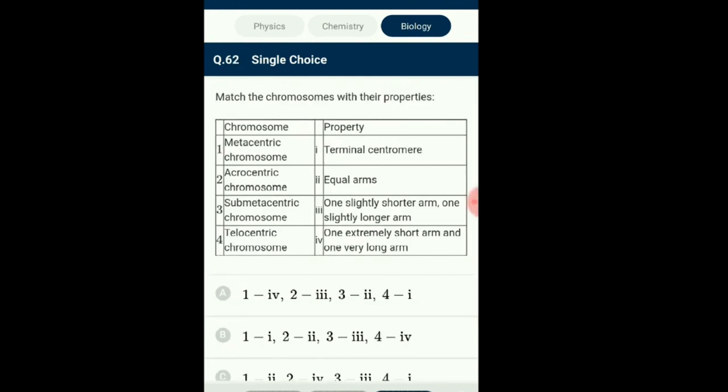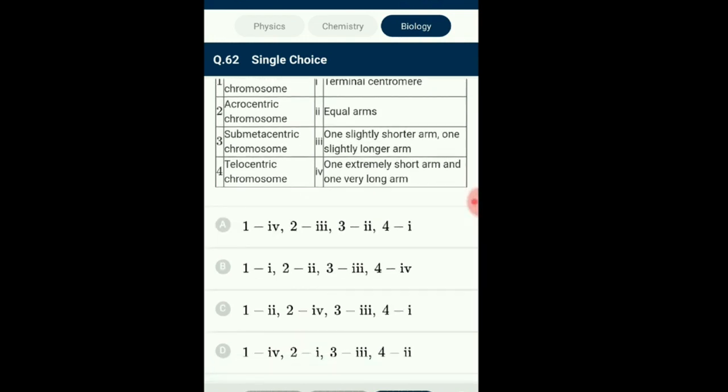Question number 62. Match the chromosome with the properties. A chromosome is supercoiled DNA which is visible during the divisional phase of the cell cycle. These chromosomes contain chromatids and show primary constriction sites called the centromere. Depending on the location of the centromere, the chromosome is classified as metacentric, where the centromere is at the middle. Telocentric, it has a terminal centromere. Acrocentric, the centromere is located close to the end, making one arm very long and the other one very short. Submetacentric, the centromere is close to the center but not at the center, thus making unequal size arms, one short and one long. So the correctly matching option is option C.